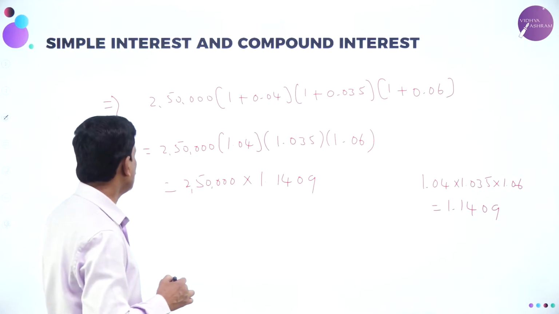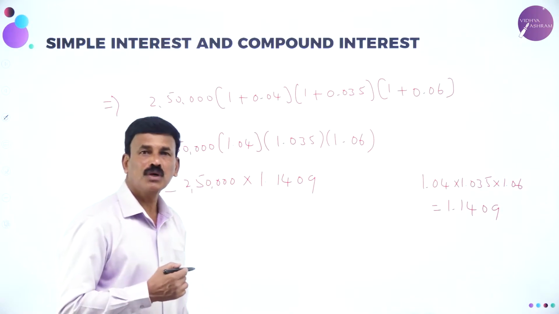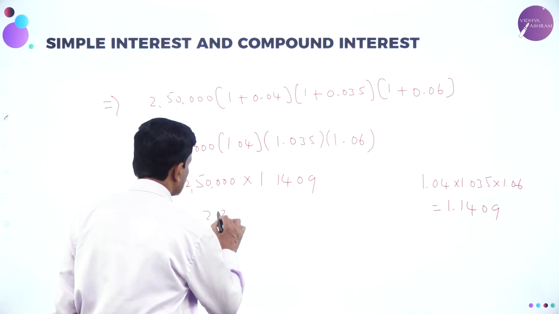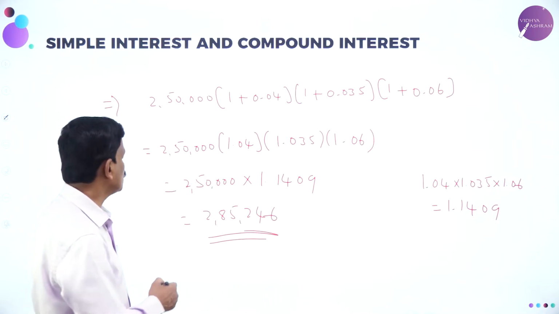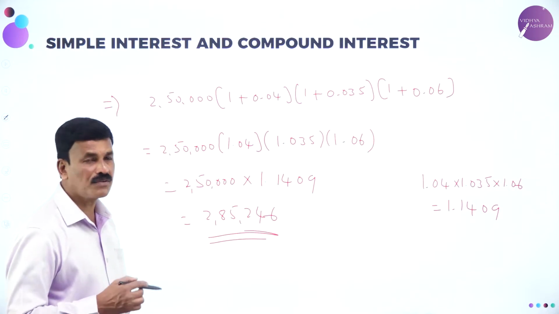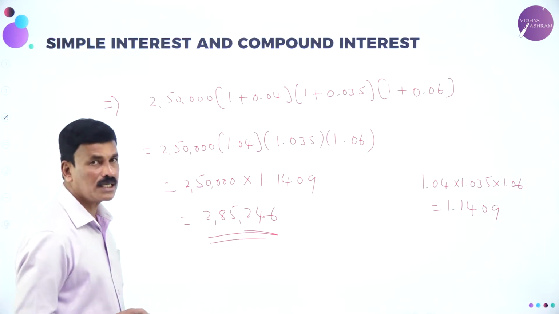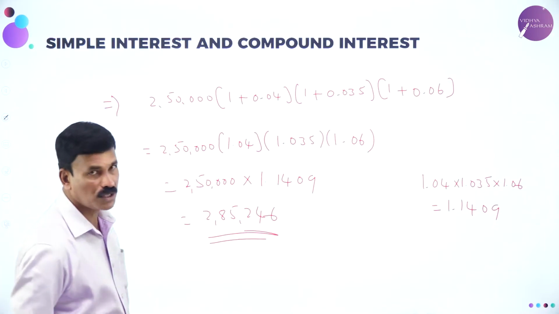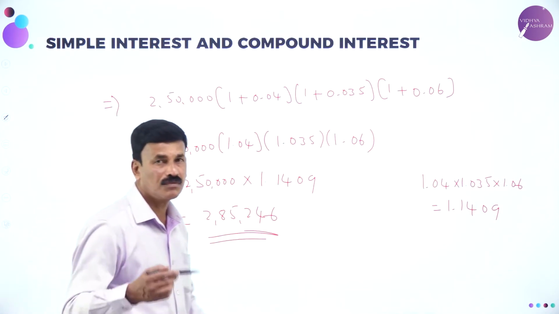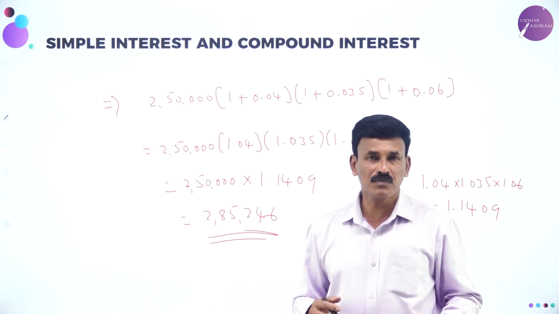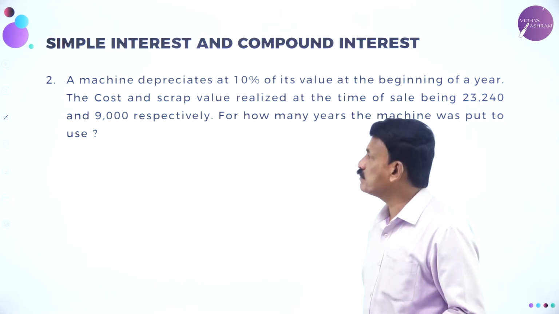Now let us multiply this. If you multiply 2,50,000 into 1.1409, the answer you are going to get is 2,85,246. So the population after 3 years is 2,85,246 at the rate of 4%, 3.5% and 6% for the population of 2,50,000. So the required answer is 2,85,246. So this is one of the applications of compound interest. Hope you followed. Now let us move on to the next problem. Now same type, let us come to the depreciation problem.